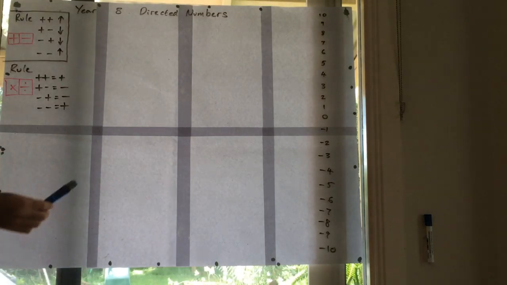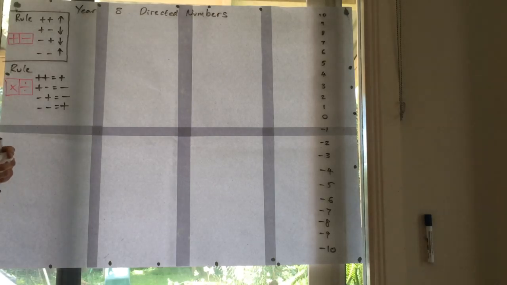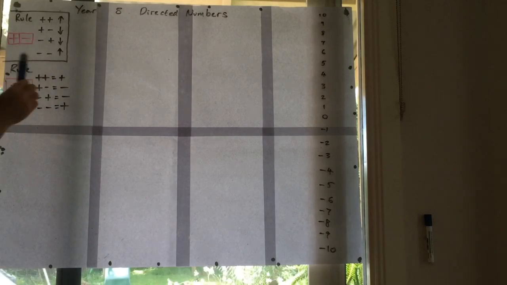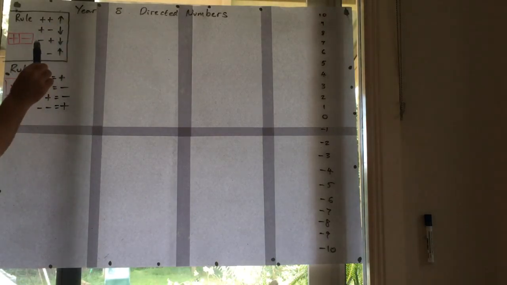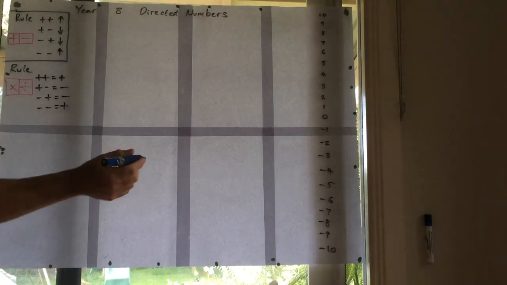The first thing that we're going to be talking about are these rules, only for adding and subtracting directed numbers. If we add a positive number, we're going up. If we add a negative number, we're going down. If we subtract a positive number, we're going down. And if we subtract a negative number, we're going up. So let's just have a go at a few worked examples of this.